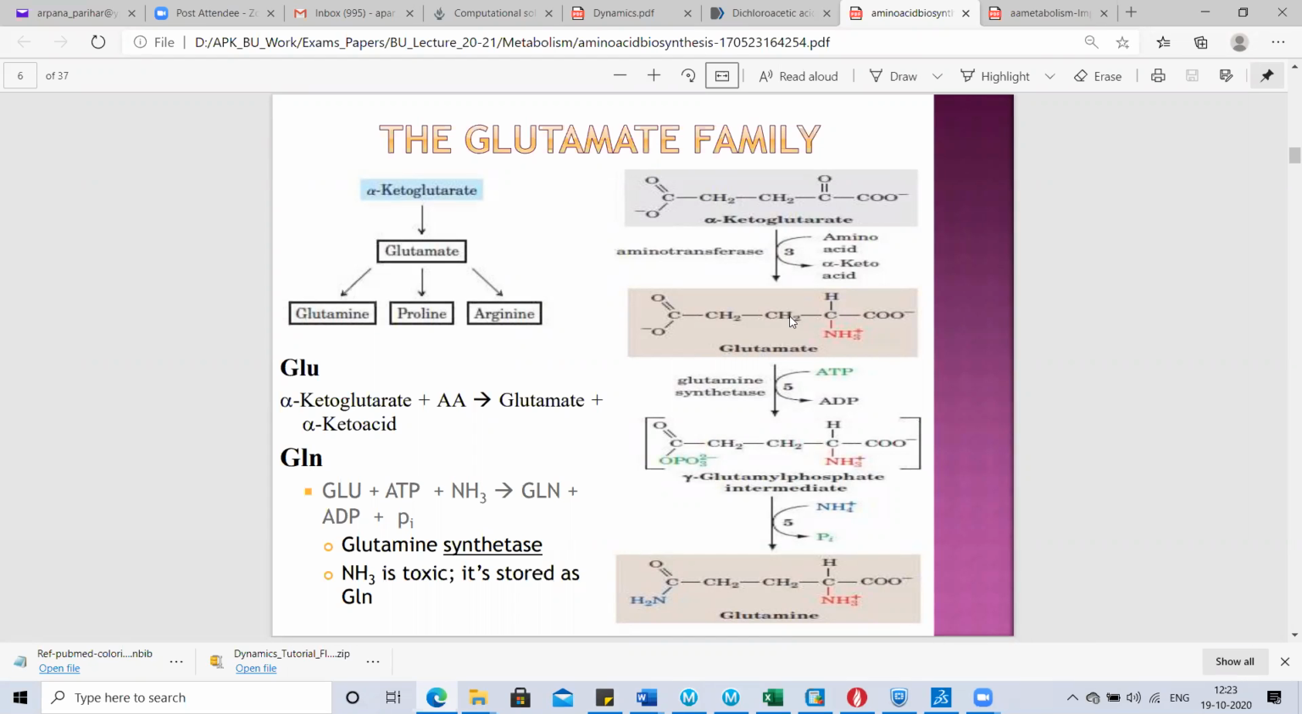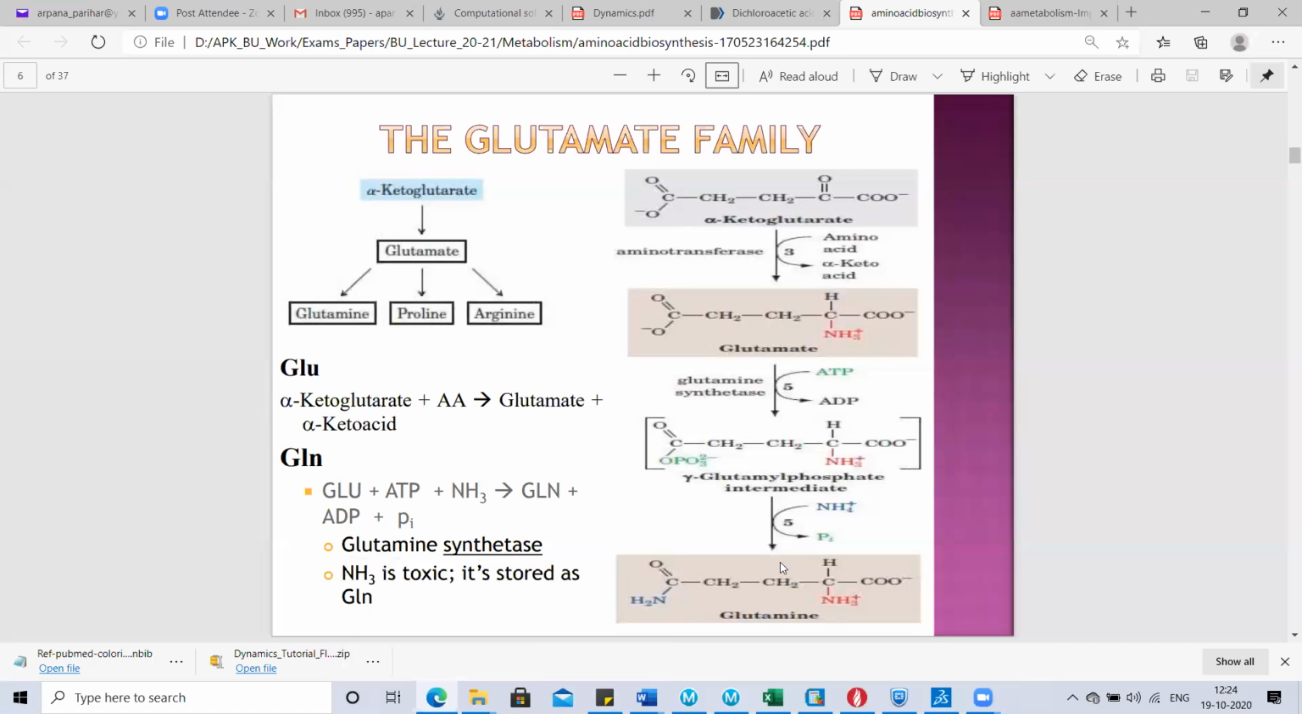This glutamate, in the presence of the enzyme glutamine synthetase, which requires 1 ATP for the reaction, gets converted into a gamma glutamyl phosphate intermediate. This intermediate interacts with ammonium ion and produces glutamine. So this is the overall reaction of how alpha ketoglutarate is converted into glutamine. Glutamine is the basic transporter of ammonium ion into the cell.